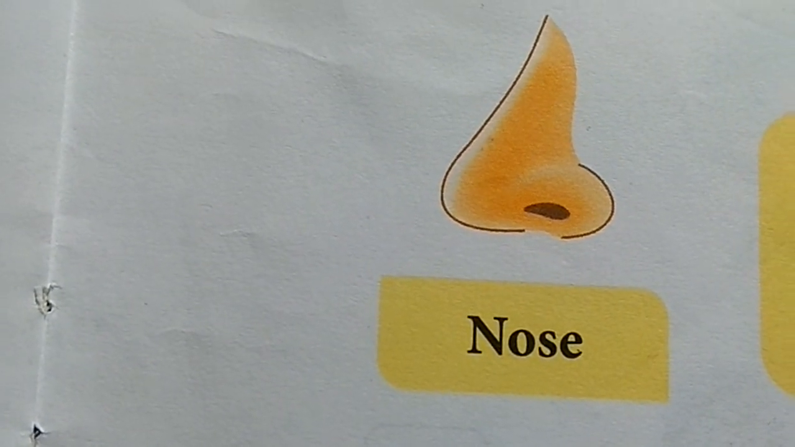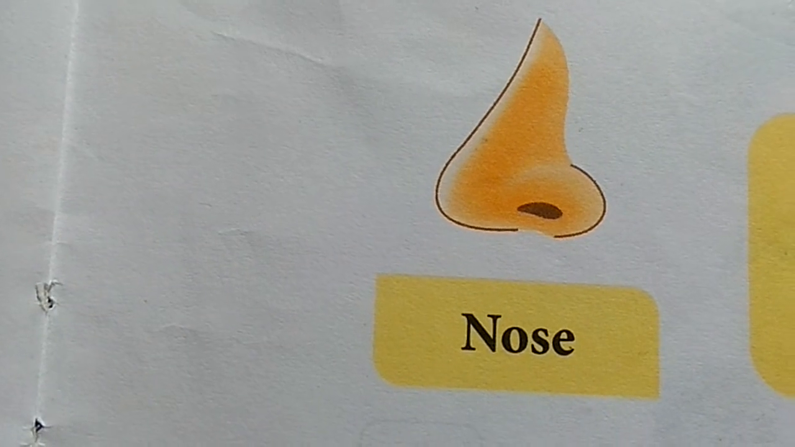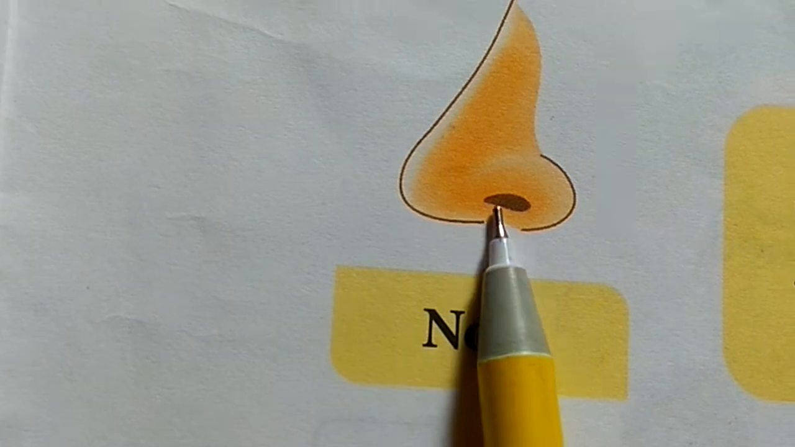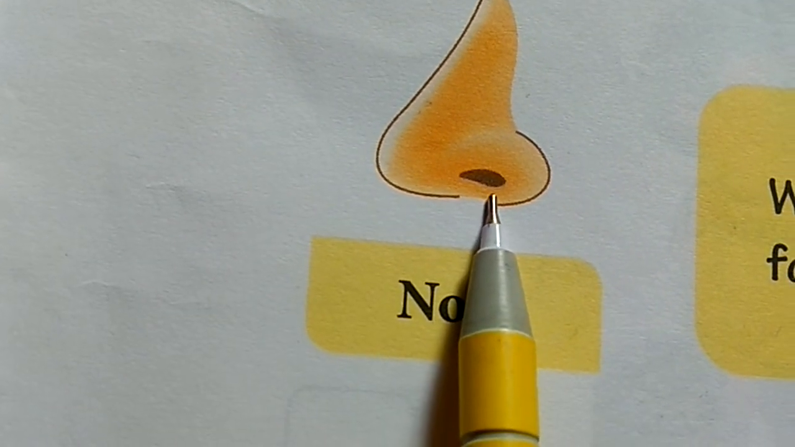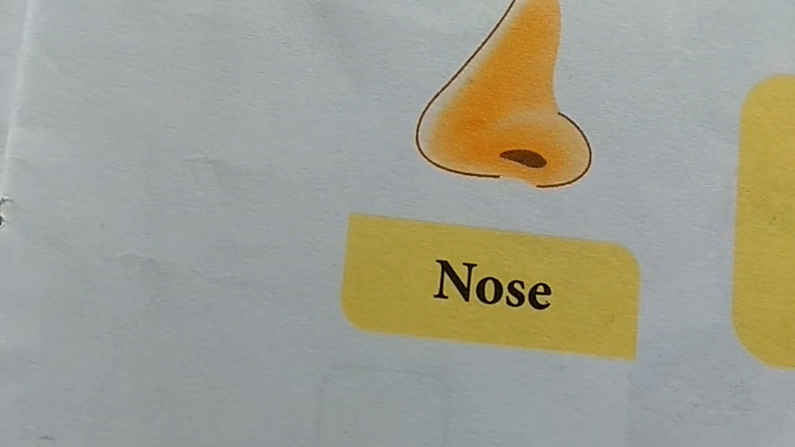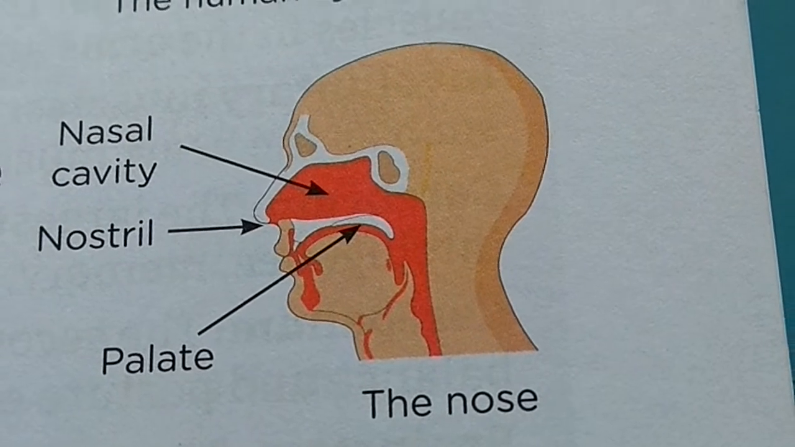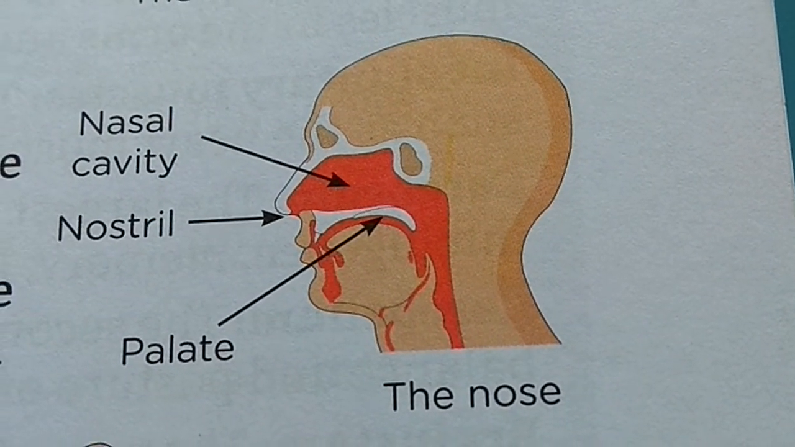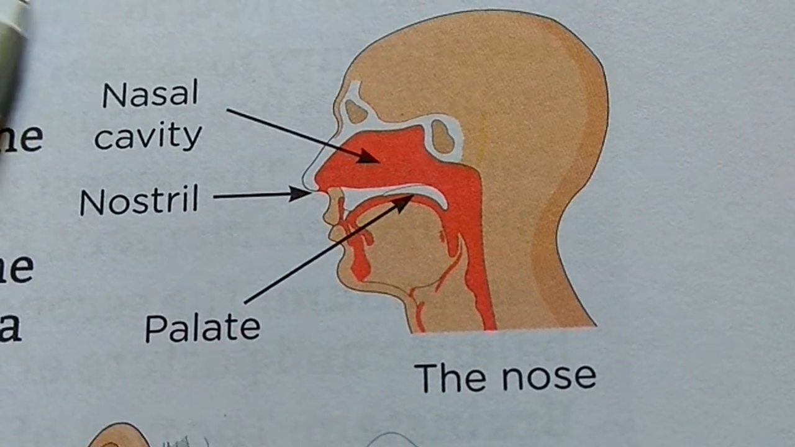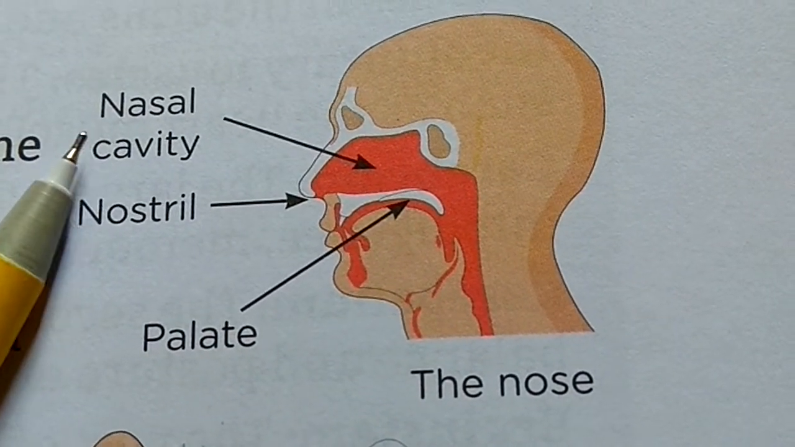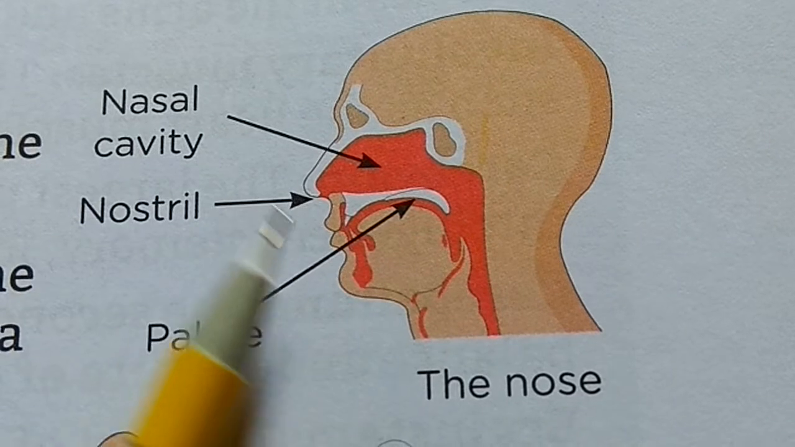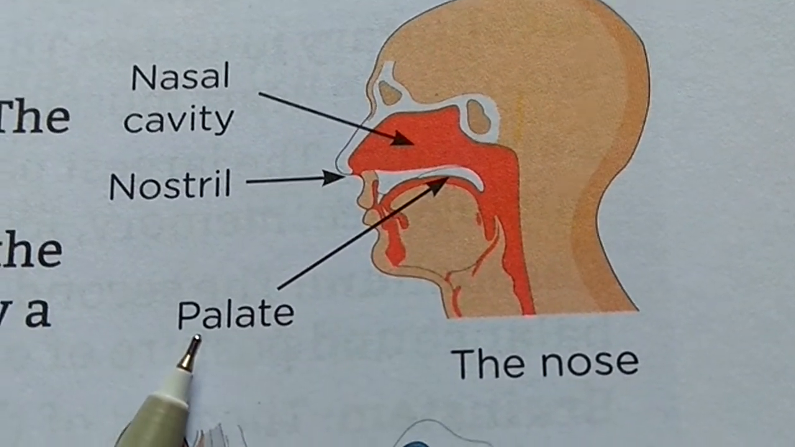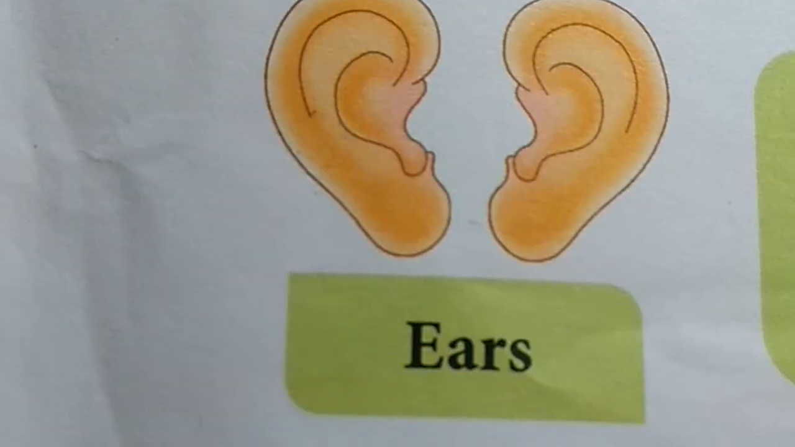Next comes the nose. The nose helps us to smell and breathe. The nose has two holes. These holes are known as nostrils. Now let us see the structure of the nose. So at the back of the nose, there is a space called the nasal cavity, and it is separated from the mouth by a bony structure known as palate.